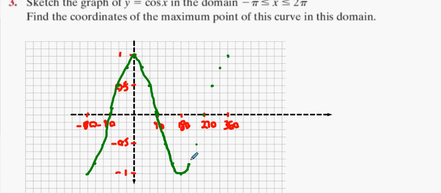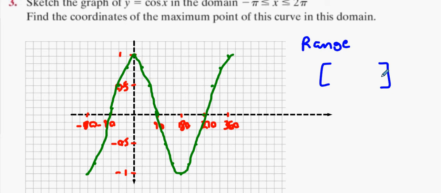Now, we cool with that? Okay. Two things I want to run over with you. Firstly, I want to talk about something called range. Does anybody know what the range of this graph is? It's the bottom y value compared to the top y value. So what do you think it is? Minus 1 all the way up to 1.